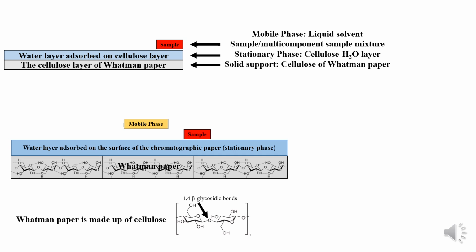Now the sample, it could be an individual compound or it could be a multi-component sample mixture that is applied on the baseline, and a mobile phase, which is a liquid solvent which flows over the stationary phase by capillary action. And during the flow of the mobile phase over the stationary phase, the sample also moves. So the movement of the sample depends on its relative affinity towards the stationary phase.